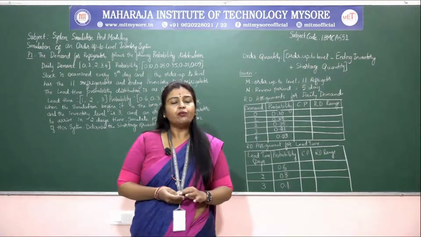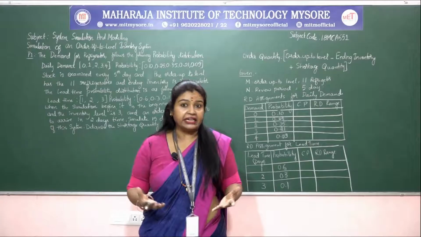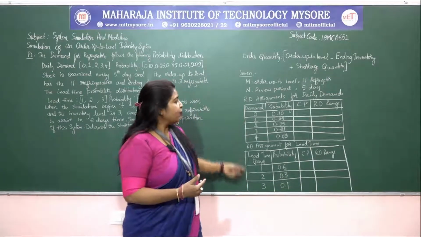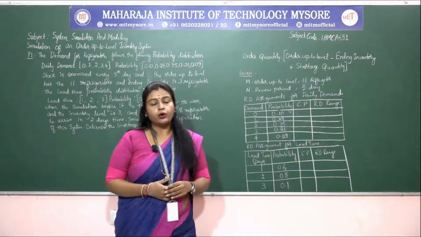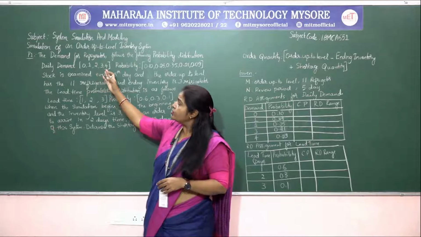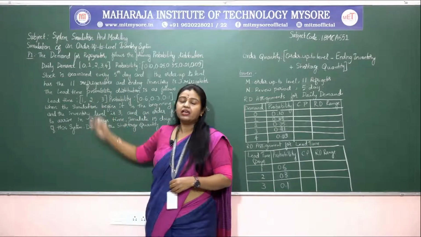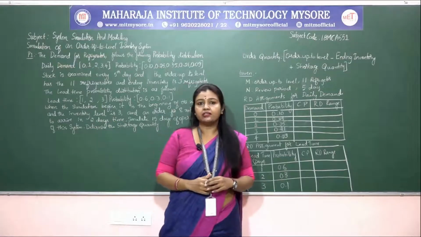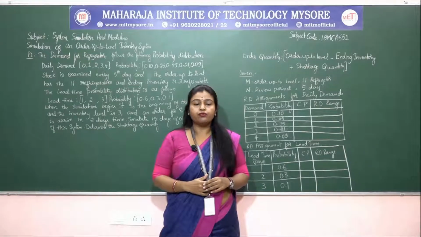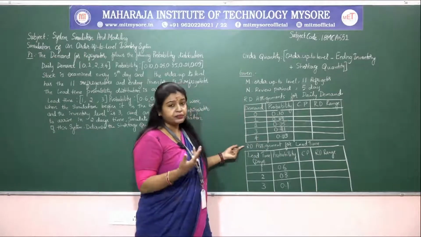Okay, so for that, we need to identify the daily demand and, along with that, find out the lead time. Since they have given the probability distribution for daily demand and also the probabilities for lead time, we need to construct a distribution table, or random digit assignment table, for the daily demand and the lead time.